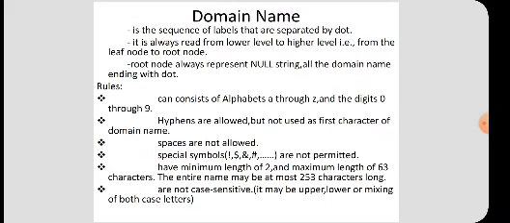Fourth, special symbols such as exclamation mark, dollar, and ampersand are not permitted. Fifth, each label of a domain name can have a minimum length of 2 and a maximum length of 63 characters, and the entire name must be at most 253 characters long. Sixth, domain names are not case sensitive, meaning they may be upper or lower case or a mixture of both.